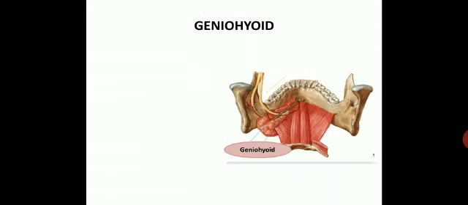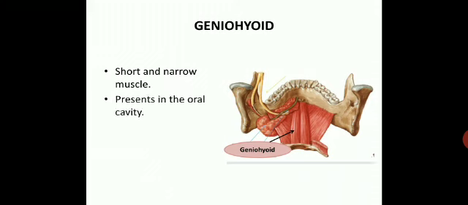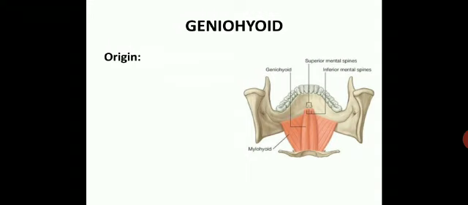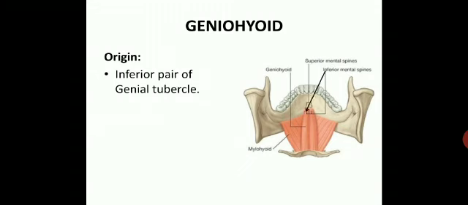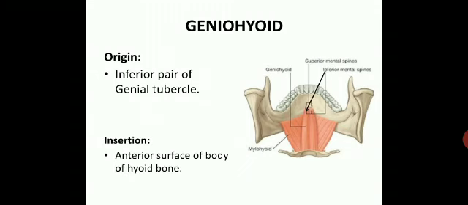Next muscle is geniohyoid. It is a short and narrow muscle present in the oral cavity. It lies medial to the mylohyoid muscle. Origin, it arises from the inferior pair of genial tubercles. Insertion, it is inserted into the anterior surface of the body of the hyoid bone.